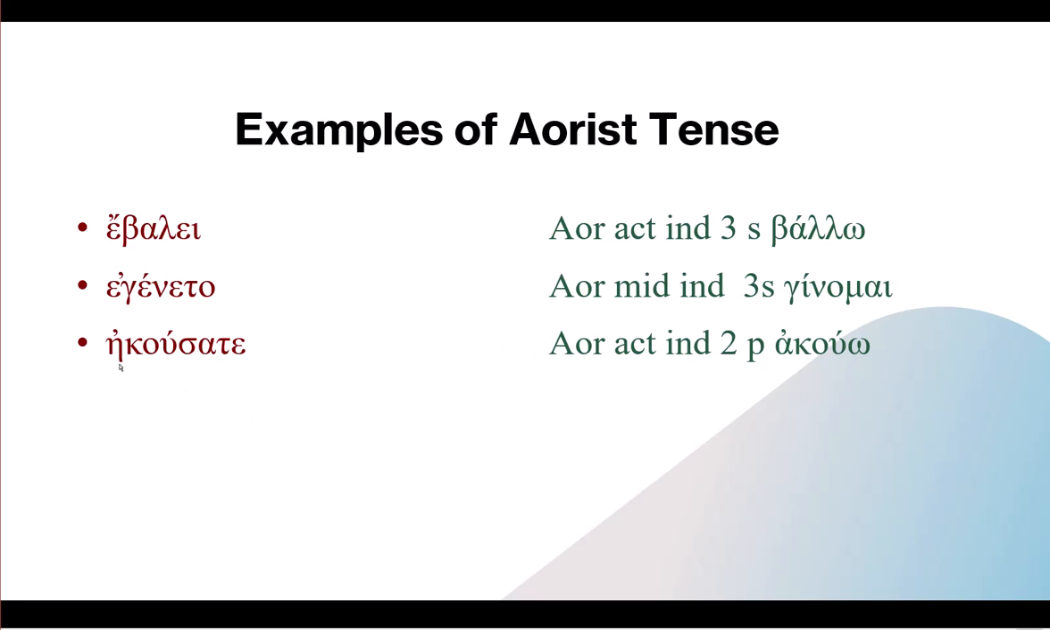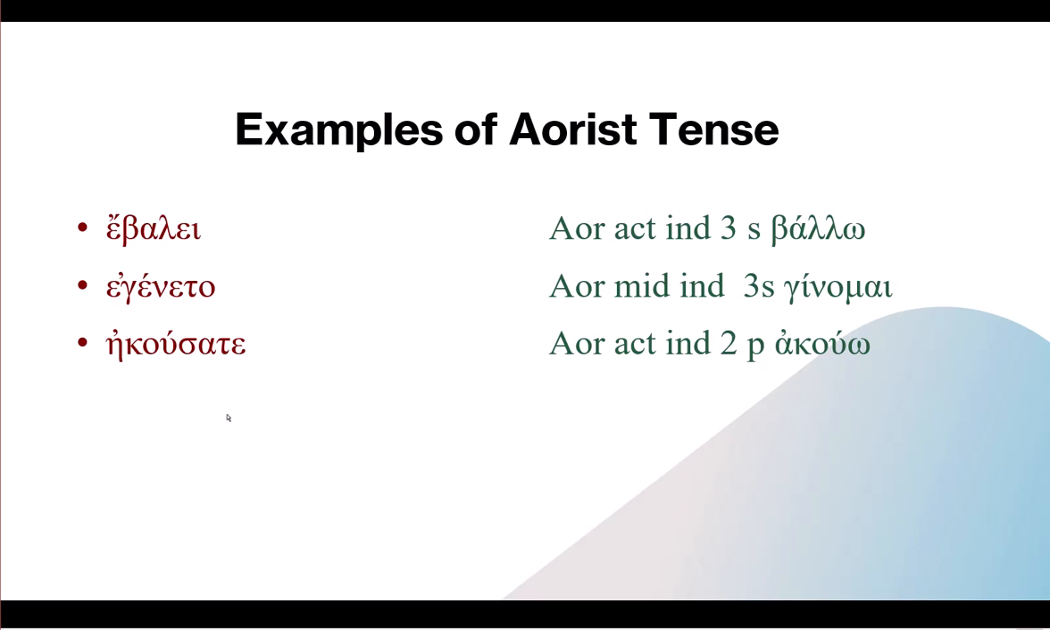Now here we have ēkousate, ēkousate. Now akouō doesn't change the stem. So notice that we have the sigma alpha tense formative in here. So we have the normal augment, the alpha has changed to an eta, but we have now the tense formative sigma alpha, and then the ending, and we have te, which is our active second plural ending. And so we have aorist active indicative second person plural of akouō.